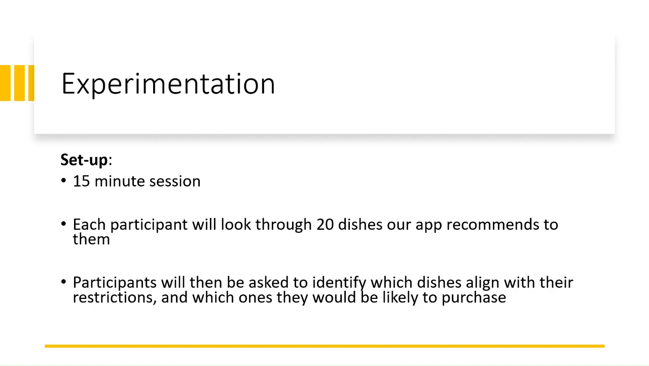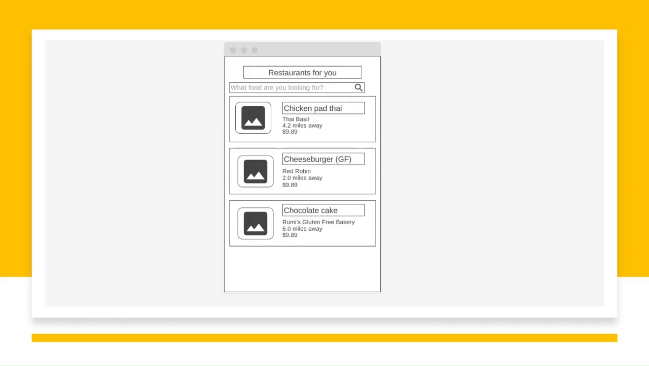Each participant will look through 20 dishes in our app that it recommends to them, and these participants will then be asked to identify which dishes align with their restrictions and which ones they would be likely to purchase. And the participant will be made an account that has been aligned with their preferences, and they will scroll on this screen of our app of Easy Eats and thoroughly look through their options.